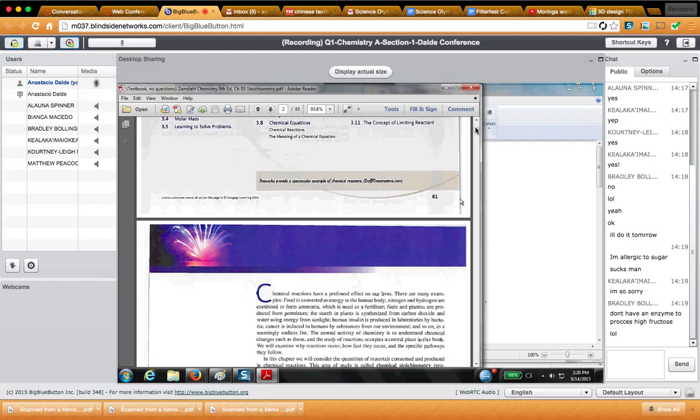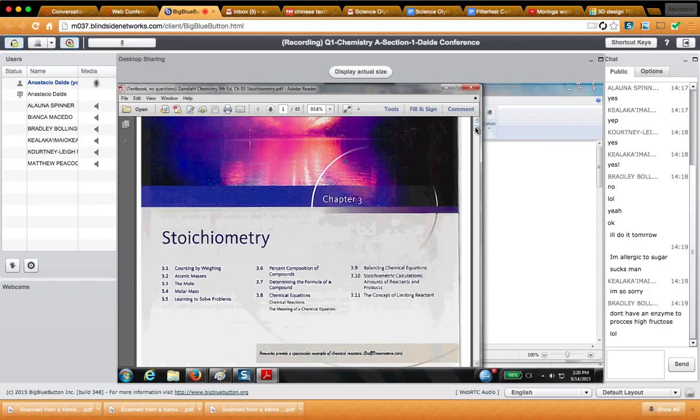So in this chapter, we're going to cover a lot of the stuff that I introduced to you in a very difficult but creative way on the lab where you get to make s'mores and everything. Counting by weighing, the molar mass, all of that kind of stuff. Even this concept of limiting reactants is covered in this lab, and I'm really excited about it.